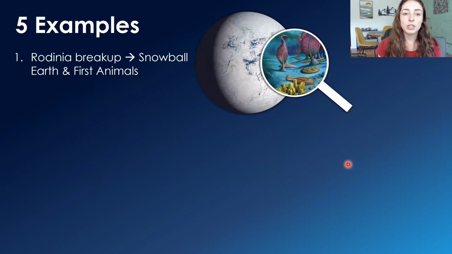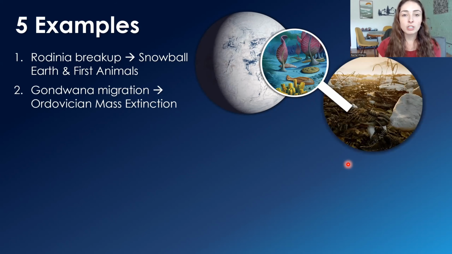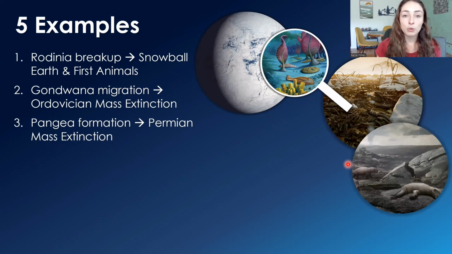The first one is when the breakup of Rodinia led to Snowball Earth, the global glaciation of Earth, as well as the evolution of the first animals. How Gondwana migration, so the migration of the Gondwana supercontinent, led to the Ordovician mass extinction around 445 million years ago. How the formation of Pangea around 250 million years ago led to the Permian mass extinction, which is the largest mass extinction of the last 500 million years.